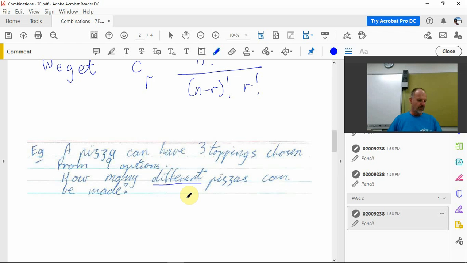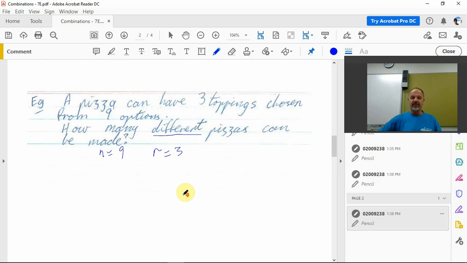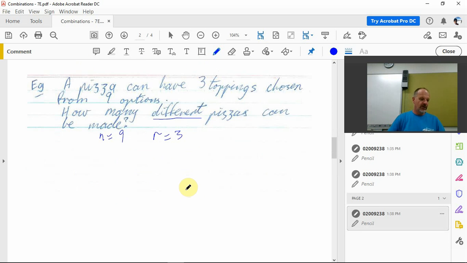They're the same ones. So in that case, it's a combination, nCr, and n is 9 because there are 9 toppings to choose from, and we're selecting 3 of those 9 on our pizza. So we're choosing 3 from the 9. Again, choose is another word we can look at for our combinations: selections, choosing, selecting. So we're choosing 3 from 9.